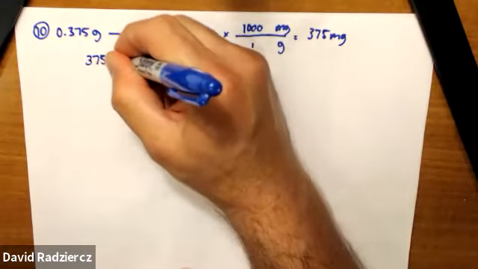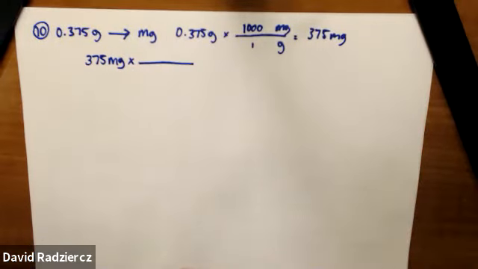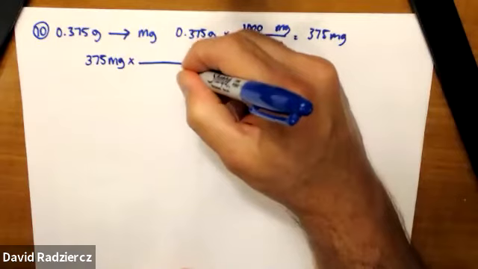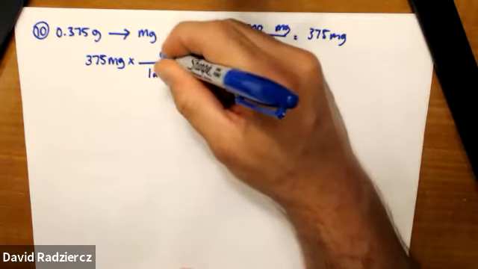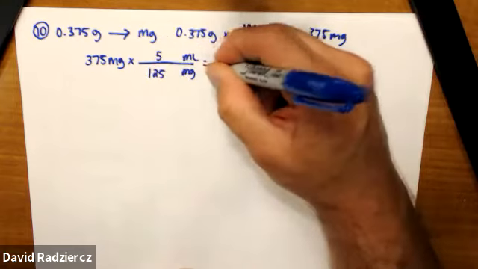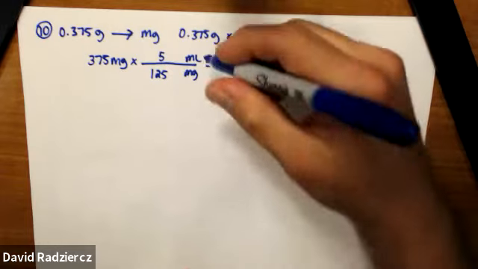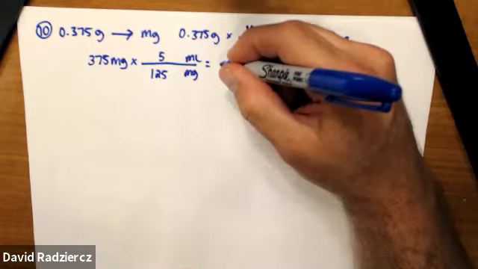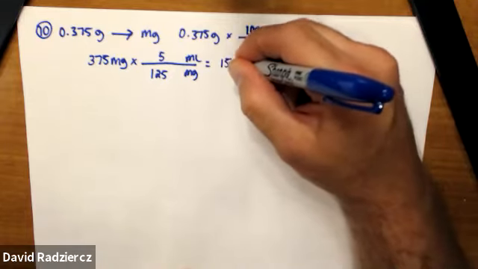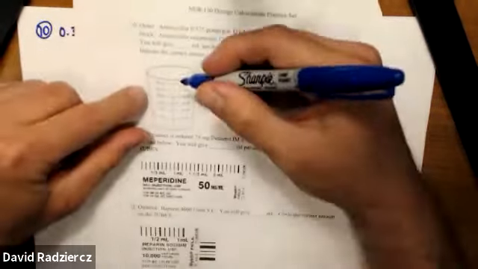375 milligrams times, and what are we converting? Well, we want to convert from milligrams to milliliters. The available is 125 milligrams per 5 milliliters. You do 5 times 375 divided by 125, and you will get 15 milliliters. And then on your cup, you would just indicate 15 milliliters.